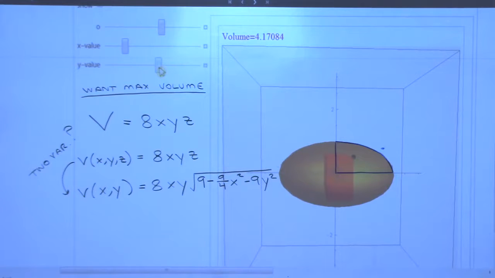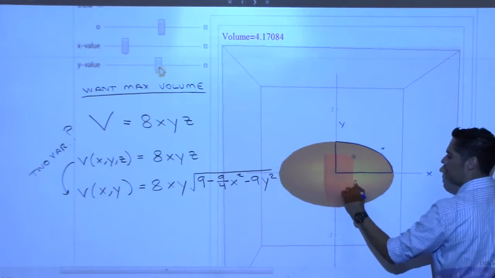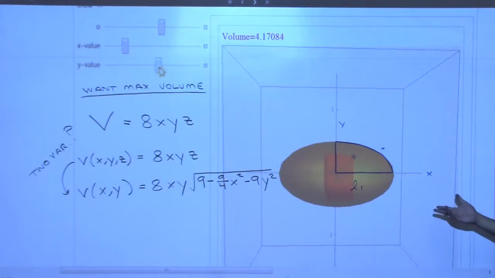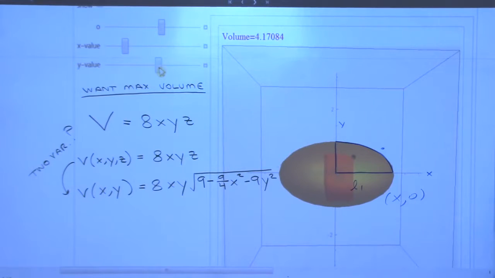Let's talk about L1. If this is the x-axis, this is the y-axis, how would you get this L1? Well, what do you know about those points? They all look like this, right? What's the restriction on x?